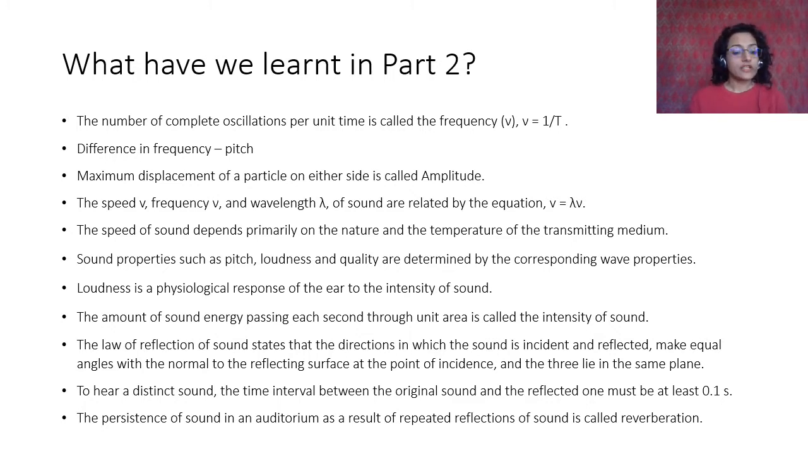The law of reflections of sound states that the directions in which sound is incident and reflected make equal angles with the normal to the reflecting surface at the point of incidence, and all three of them lie in the same plane. To hear a distinct sound, the time interval between the original sound and the reflected one must be at least 0.1 seconds. The persistence of sound in an auditorium as a result of repeated reflections of sound is called reverberation.